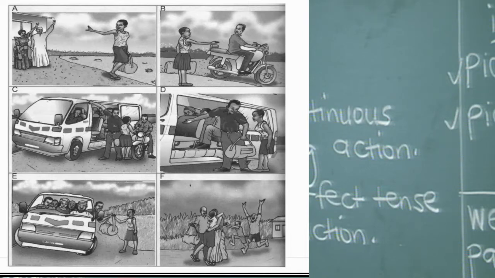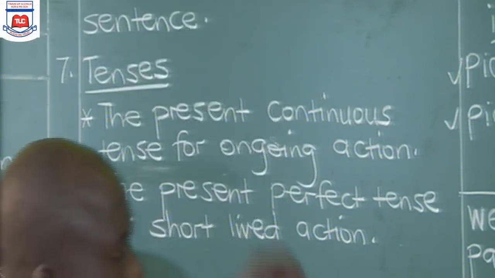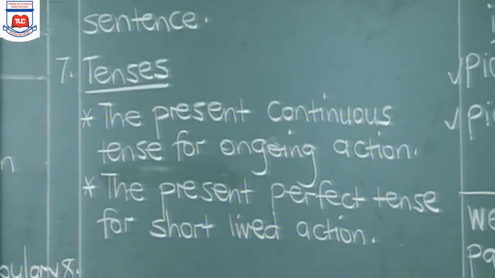So we know that we are going to use two tenses here. If you see that the action is ongoing, let's use the present continuous tense. And if you see that the action has just got completed, you make sure you use the present perfect tense.